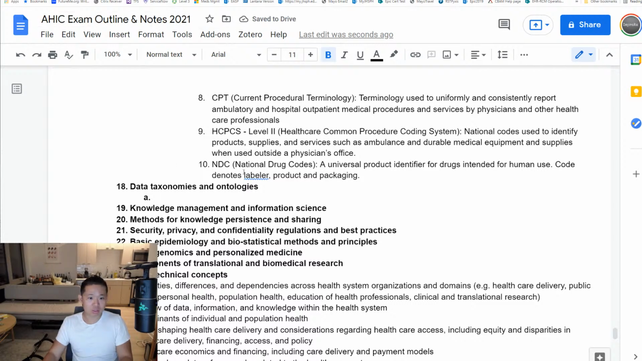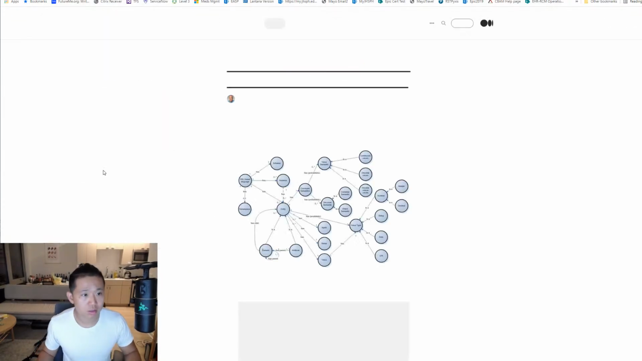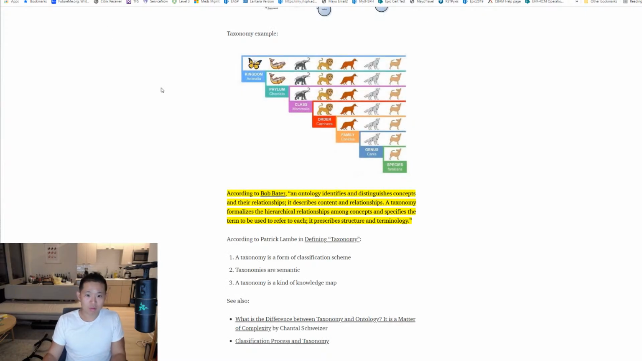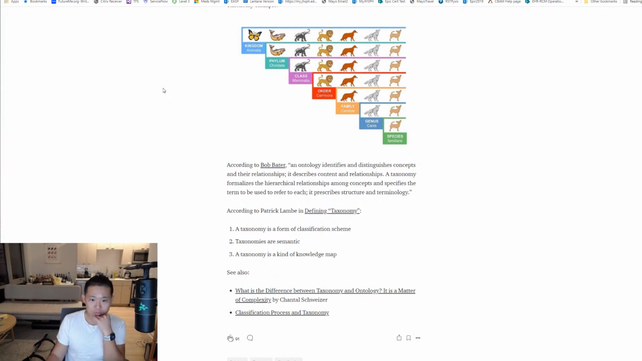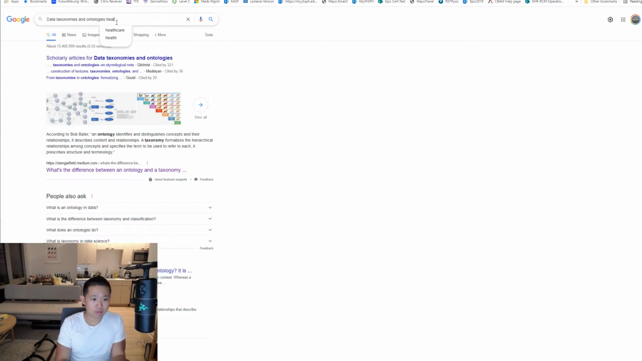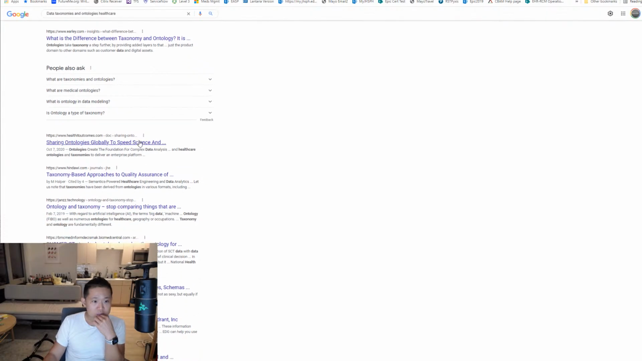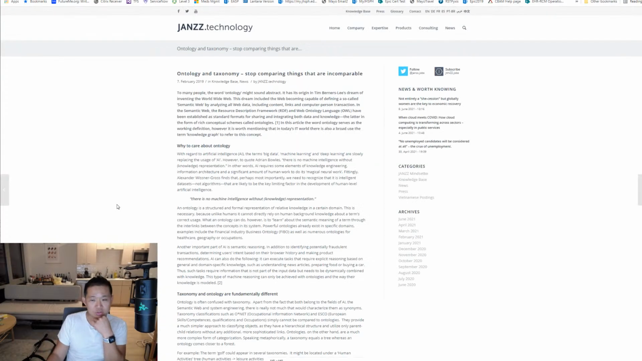That was good. So let's go ahead and take a look at data, taxonomies, and ontologies. Let's see if there's anything else. Taxonomy. This looks like an interesting read.